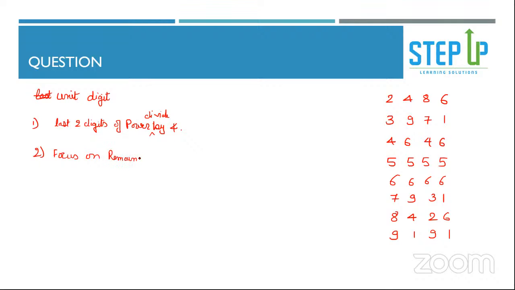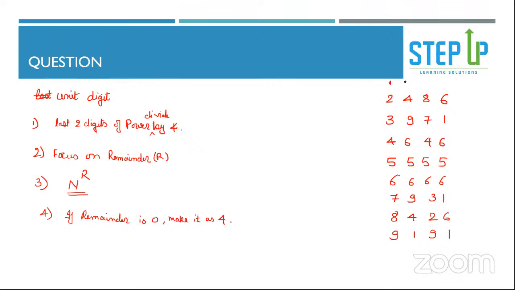Focus on remainder. Third step, if the unit digit of the given number is n, then the answer is n to the power r. And one more step, if the remainder you get is 0, then you need to take it as 4. If the remainder is 0, make it as 4. Nobody asked me yesterday why we have to take it as 4, so I'll quickly tell you why we are doing this.